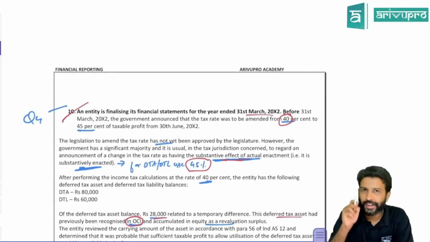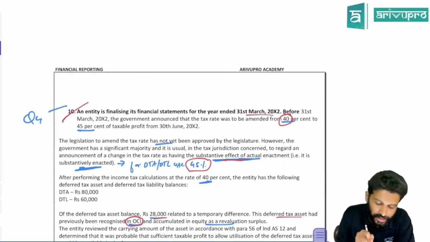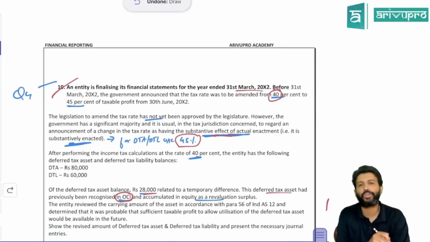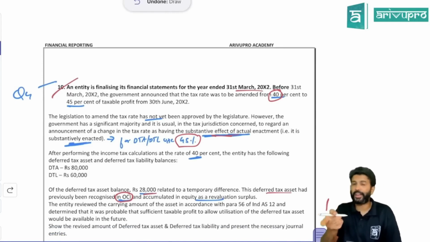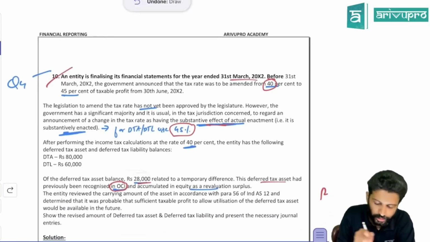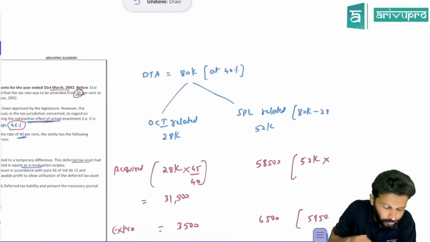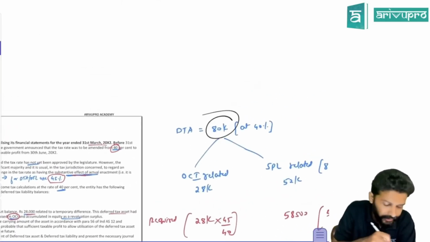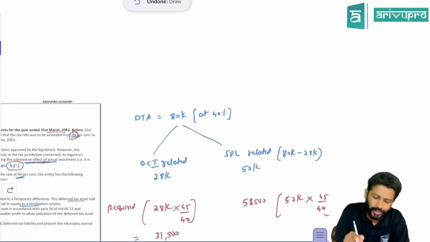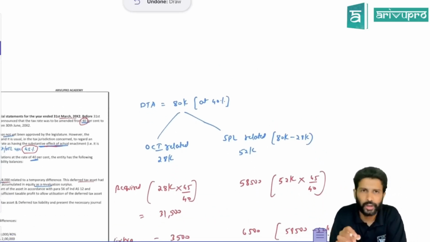So we got to know that we have to use the substantially enacted tax rate in this question, which is 45%. They have already created DTA and DTL using a 40% tax rate, but they have to use 45, and they used only 40. And they said out of this DTA, 28,000 is related to OCI. Out of the 80,000 total DTA created, OCI related DTA is 28,000. That means the balance will be SPL related DTA.